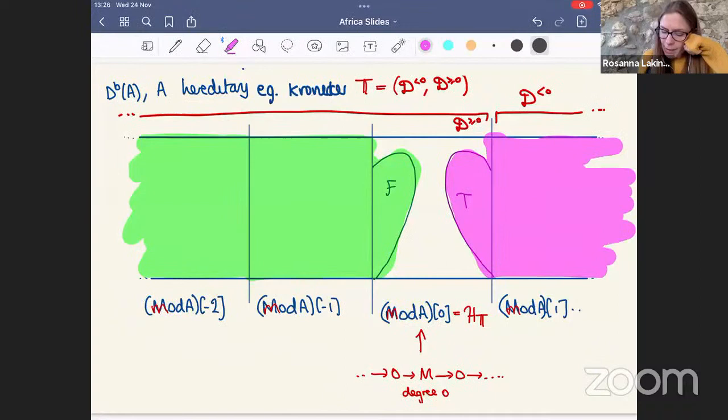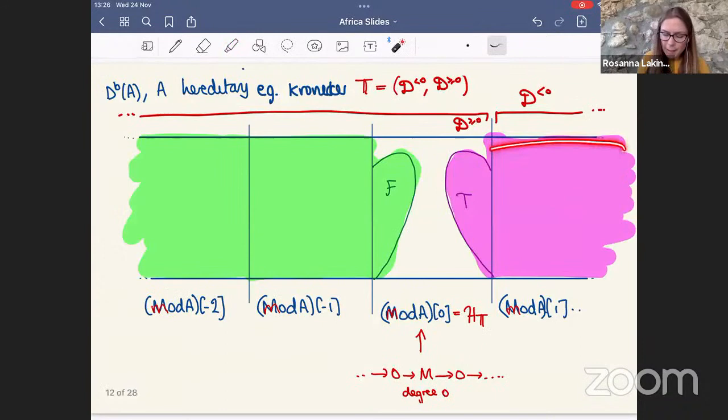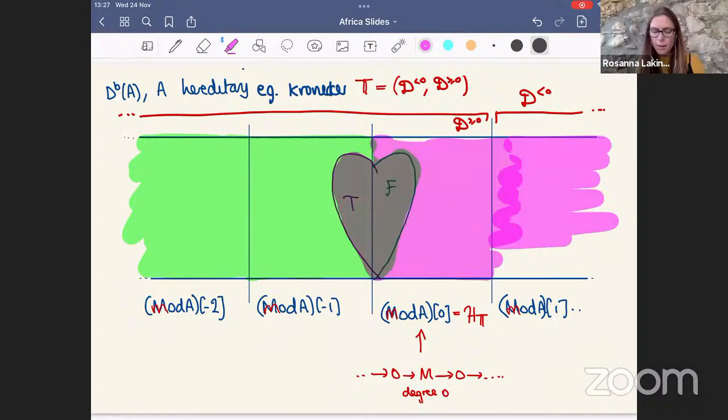So I hope it's kind of clear what I'm doing so far. Remember in the definition, we had this star product, and that's this. And then in this part of the definition, we had this star product, and that's this green part. And then if we shift the aisle, then we get that the heart of the T structure is the intersection, that is kind of now this shaded part here. And it's just the star product of T minus one with F.